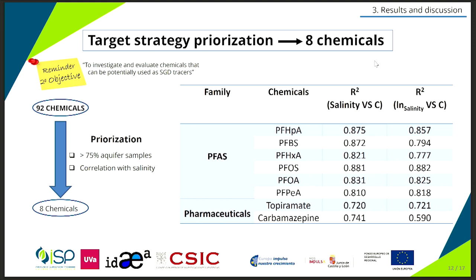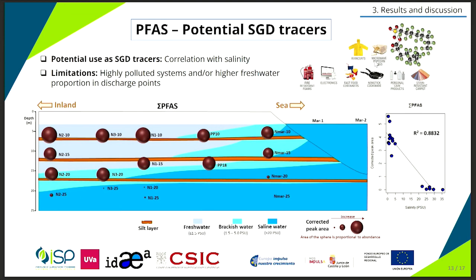6 of them were PFAS, perfluorinated chemicals. We will have more information about them today. And this type of chemicals, as well as the pharmaceuticals, topiramate and carbamazepine, all of them are very recalcitrant. They are very persistent in the environment. So this is why they didn't degrade along the aquifer conditions, and they stay along the system. So I want to especially focus on PFAS, because they are called the forever chemicals.